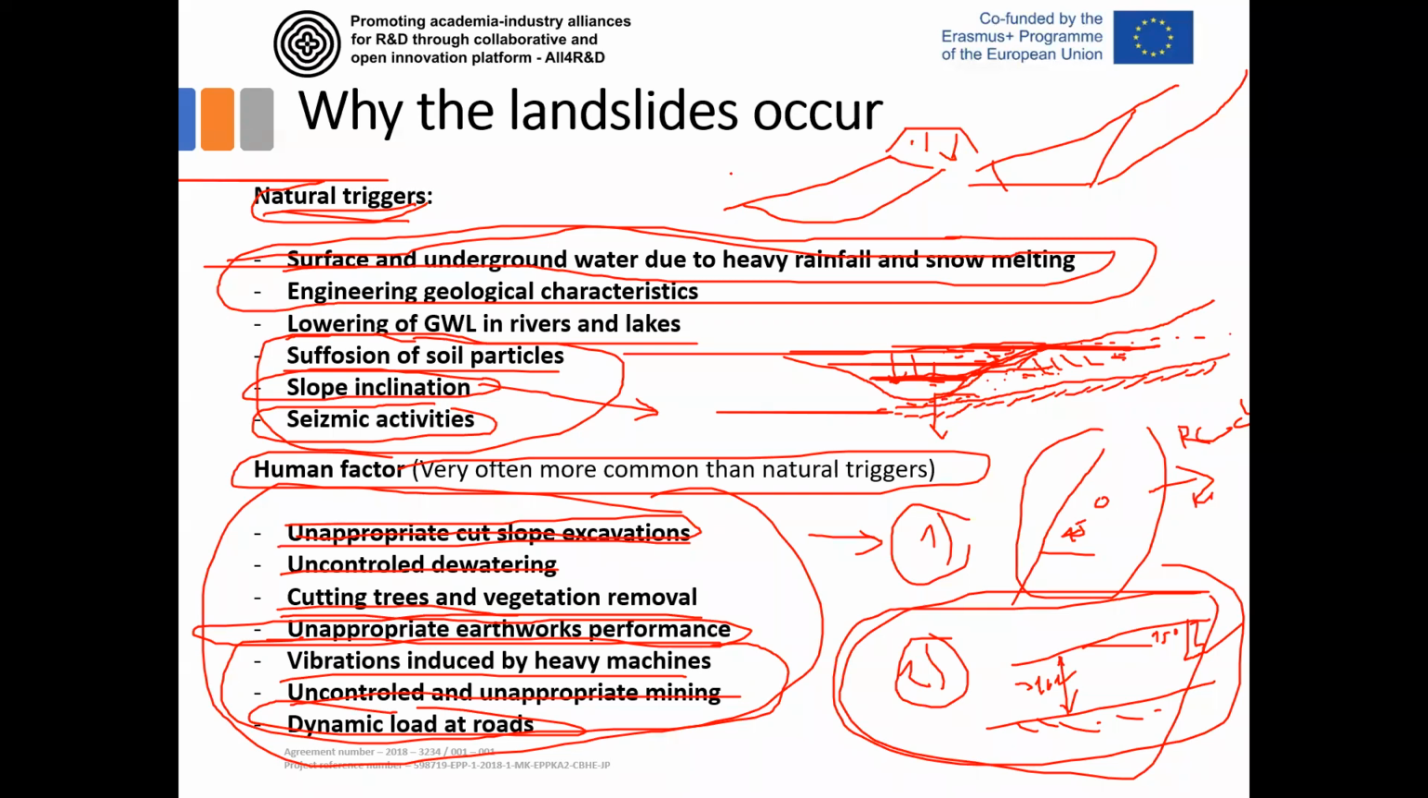There are so many failures observed like this that are caused by additional load at the slope, or by excavation without appropriate support measures that will keep this uphill material stable. Of course, they are often combined with poor geological engineering characteristics of the soil and heavy rainfall, which increases the water level in the soil.